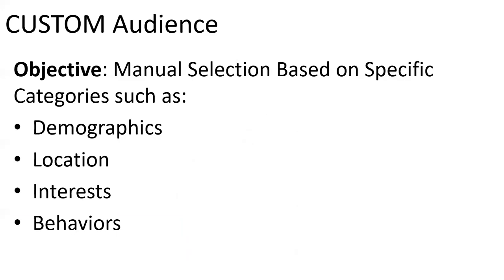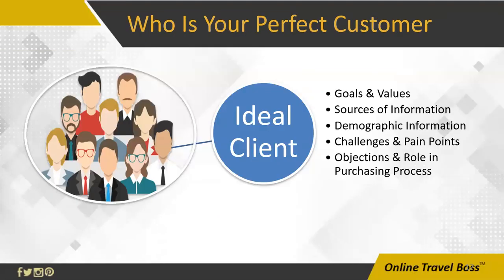So the next type of audience or targeting that you can do is custom audience. And that custom audience is where you actually manually put together criteria about your customer based on your understanding of your target audience and create a custom audience. And you're going to do that by understanding who your ideal client is, right? So you need to know who your client is. What are they like? Where are they getting their information? What kind of sites are they akin to? What are their challenges and pain points, objections and roles, purchasing behavior, all of that, right?